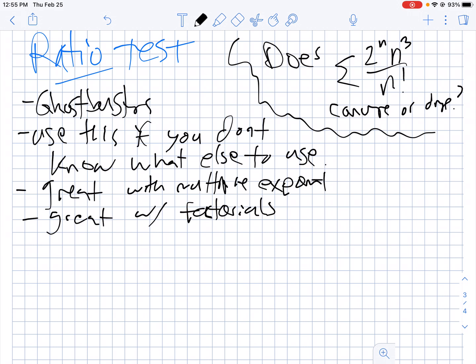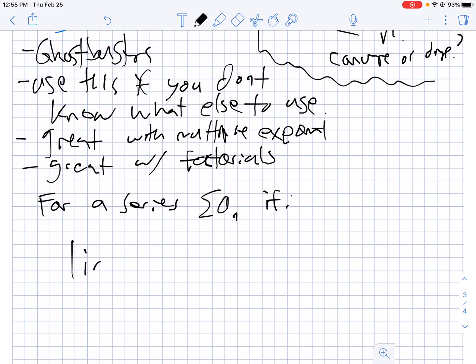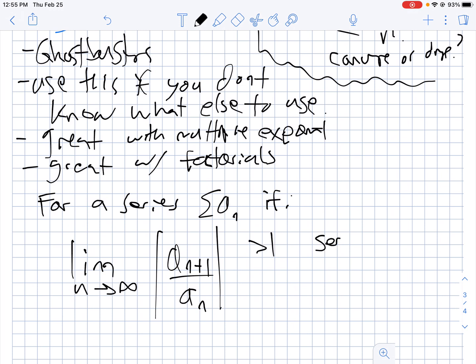Okay, so that's it. That's the ratio test, the name of it, how it's used. Ghostbusters, you call it like the Darth Vader, whatever. But let's go ahead and talk about what it is. The ratio test says this. For a series a sub n, if you take the limit as n goes to infinity of the ratio of terms, so a sub n plus 1 over a sub n, if that limit is greater than 1, that tells you that the series diverges. If that limit is smaller than 1, that tells you that this series converges.